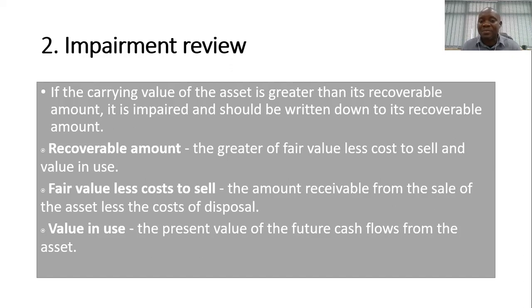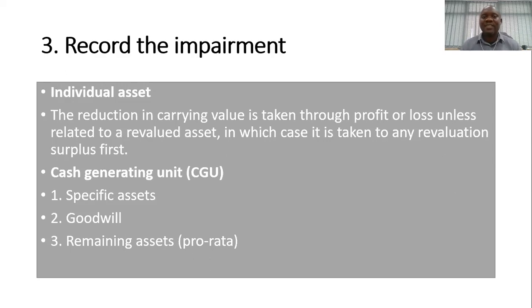As I was saying, value in use is the present value of the future cash flows from the asset. Three, record the impairment. You have found that, for example, the value in use is higher than the fair value less cost to sell, but is lower than the carrying amount. Therefore, that gap is your impairment. So what do you do? You have to record the impairment.